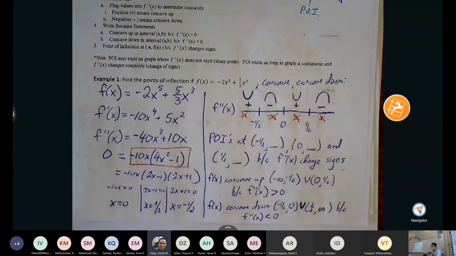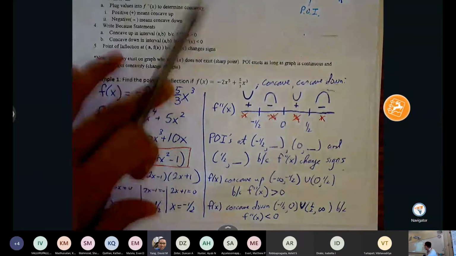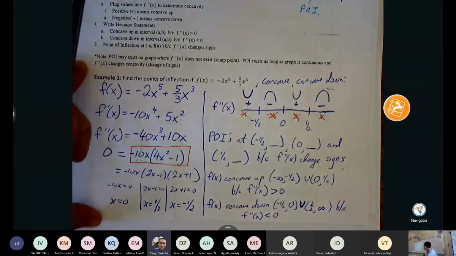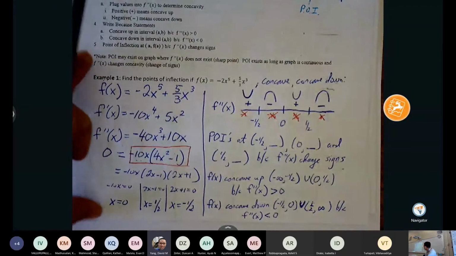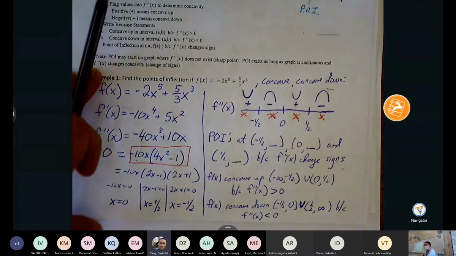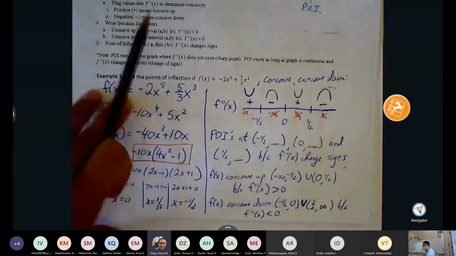All right, now the back page is something called the second derivative test, and this process is not called the second derivative test. I'm calling it the concavity test. I don't think there's an official name for this, but the second derivative test is something else. Okay, so let's talk about that. That's on the back.